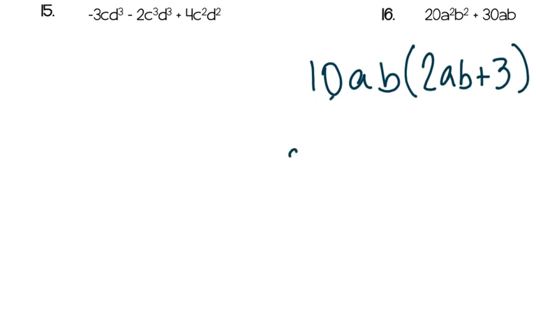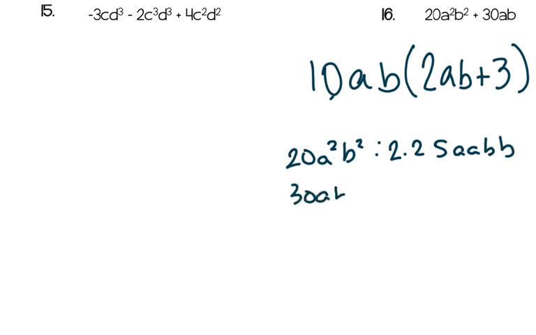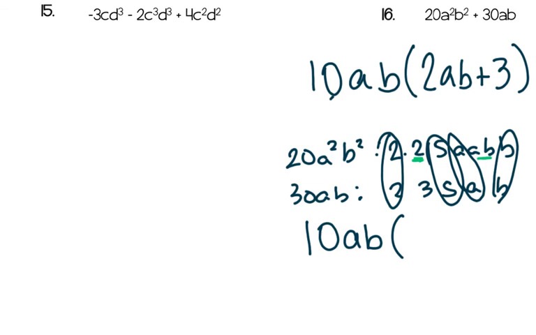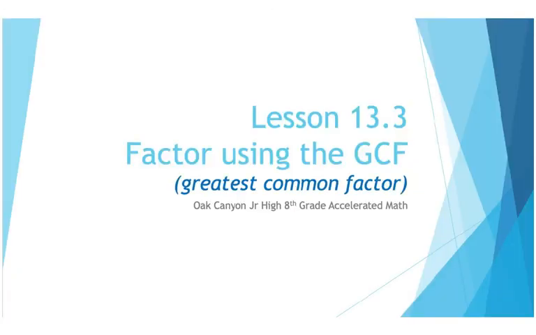So if you look at your GCF and you write it out, you're going to have 2 times 2 times 5 times A times A times B times B. And then 30AB is 2 times 3 times 5, so 6 times 5, and then A times B. And so what do they have in common? They have that, so that's 10AB times, and then you look, what do they have left? 2 times AB, look at your sign, 3. Okay, you should now be ready to do your assignment for 13.3.